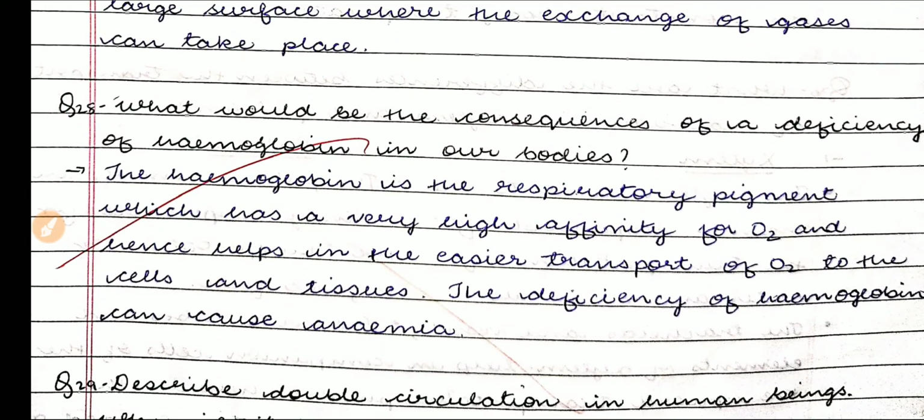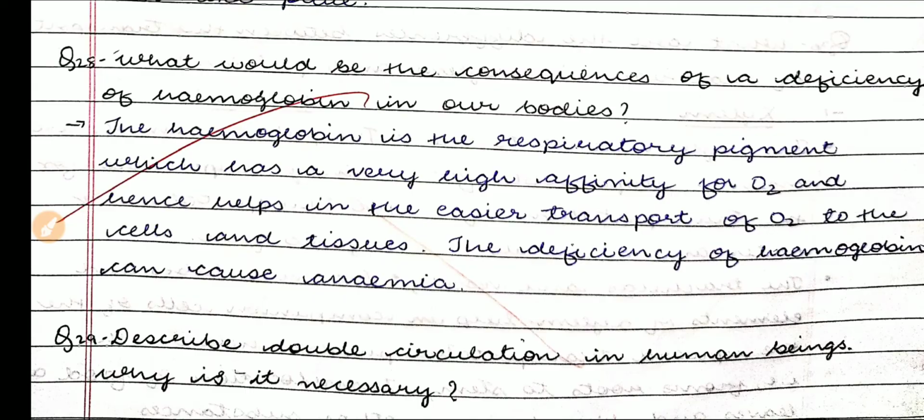Next question is, students, question number 28. What would be the consequences of a deficiency of hemoglobin in our bodies? The hemoglobin is the respiratory pigment which has a very high affinity for oxygen and helps in the easier transport of oxygen to the cells and tissues. The deficiency of hemoglobin can cause anemia.